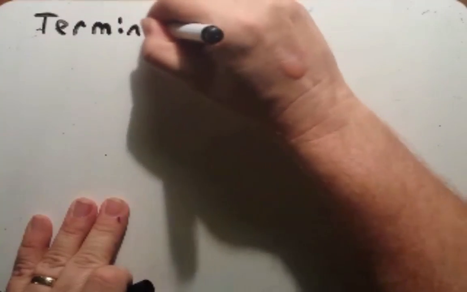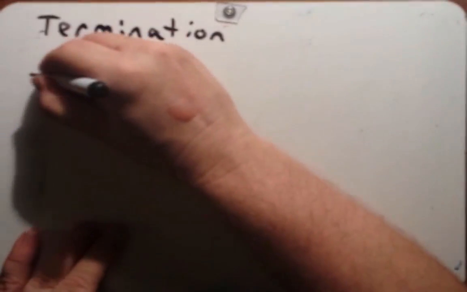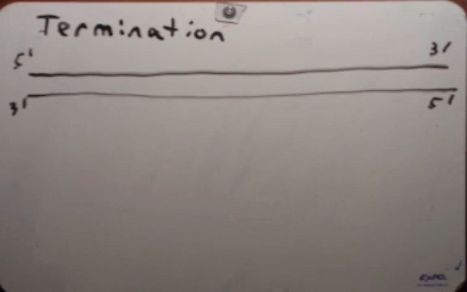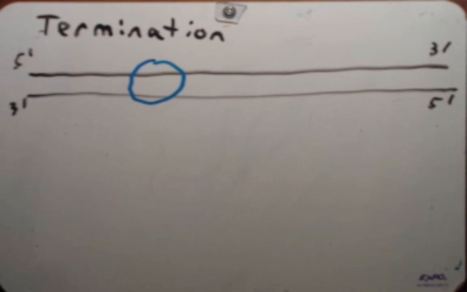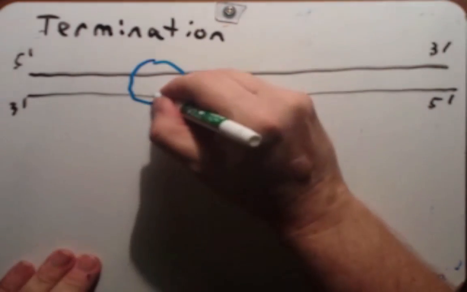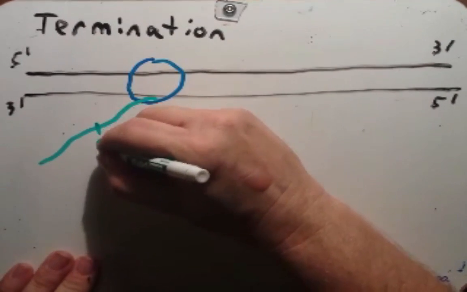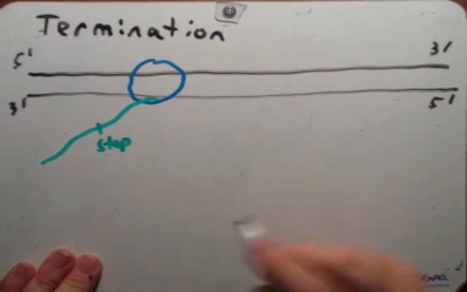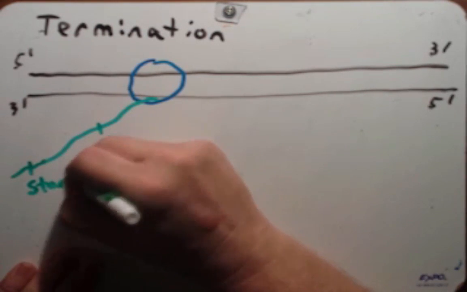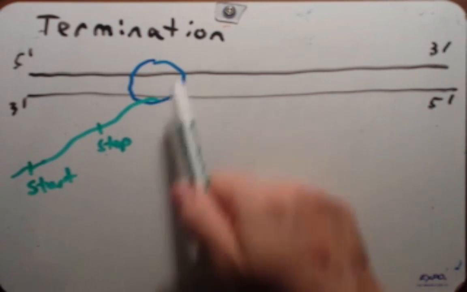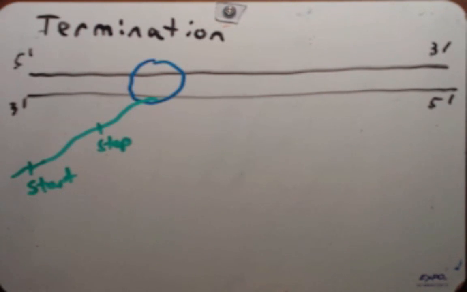So termination. Let's draw our gene again. And we'll draw our RNA polymerase with the alpha, beta and omega subunits in it. And it's made this RNA. And here we have our stop codon. So we have everything we need to make a protein at this point. And over here we have our start codon. But nobody's told the RNA polymerase to stop making RNA. And so there has to be a mechanism to do that.